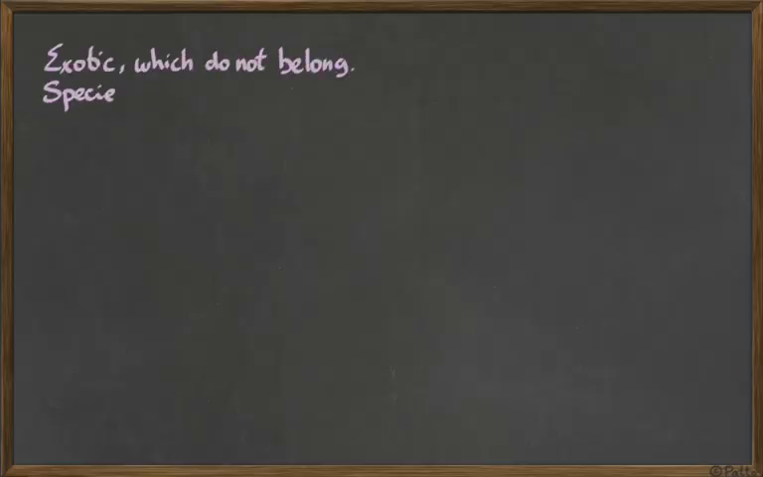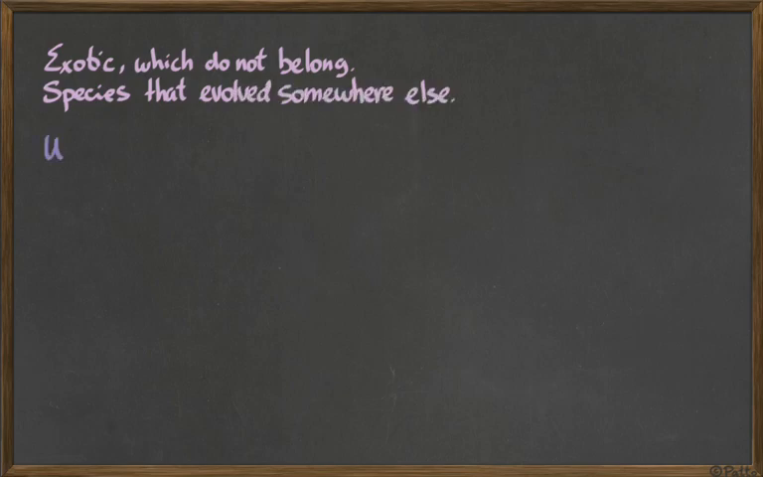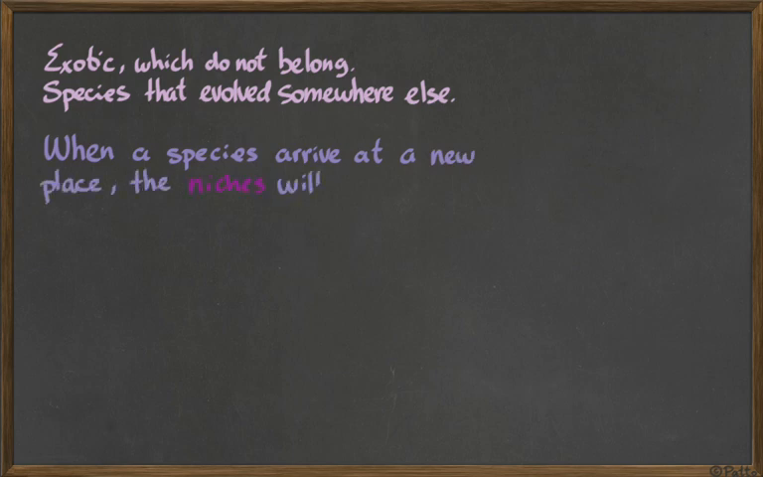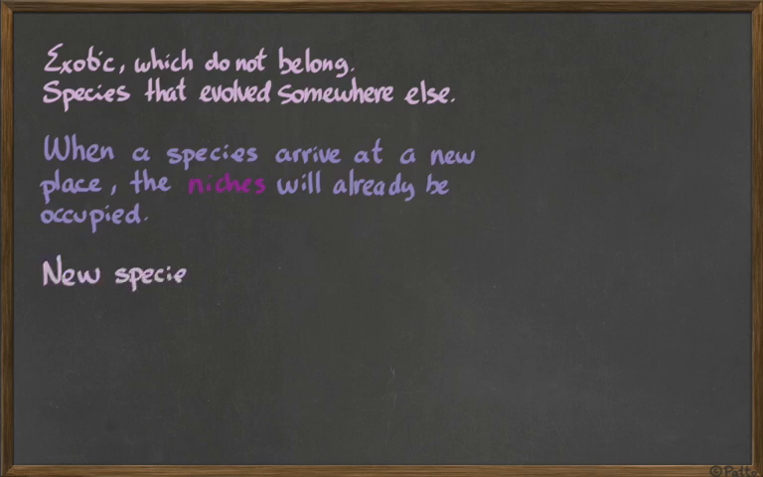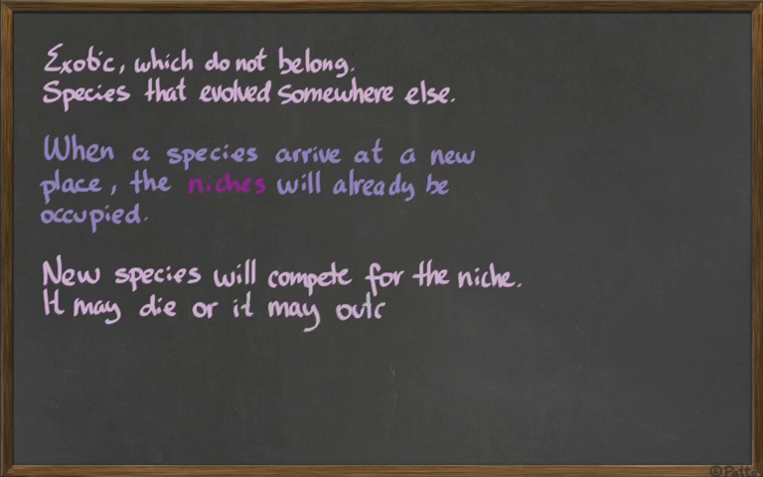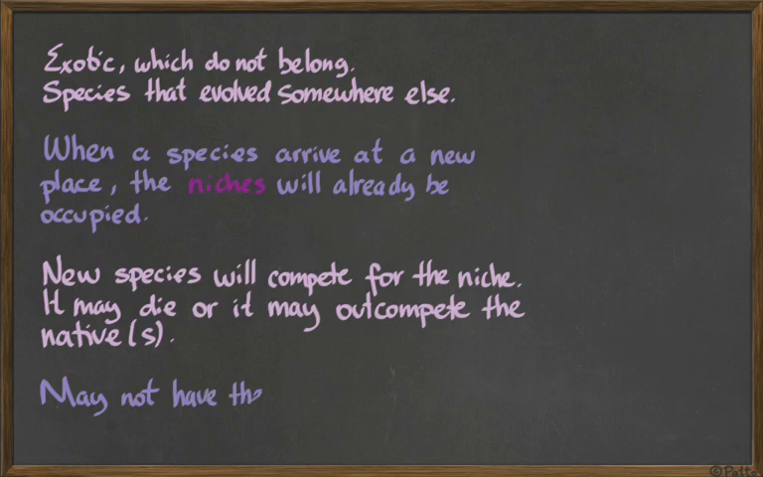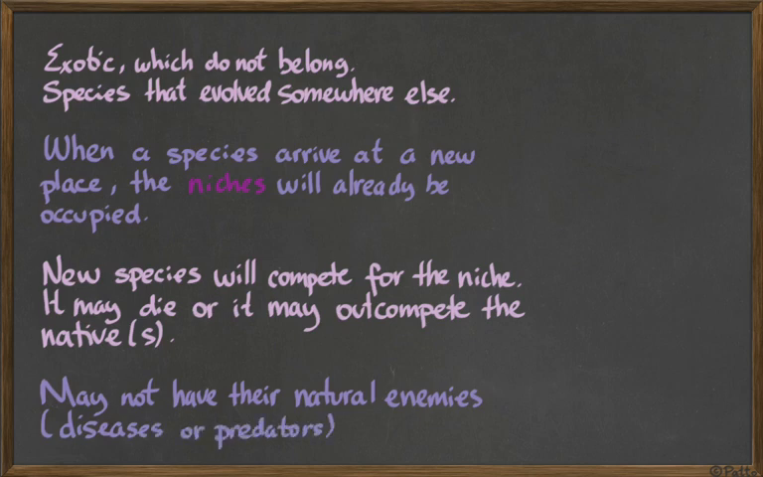So, wrapping it up, alien species, exotic, which do not belong, are species that have evolved somewhere else. Okay? When a species arrives at a new place, the niche is already occupied, so what will happen? The new species will compete for the niche. They may die, or they may outcompete the native ones, okay? And they may not have the natural enemies, which may make it even easier for them to take the place over there.